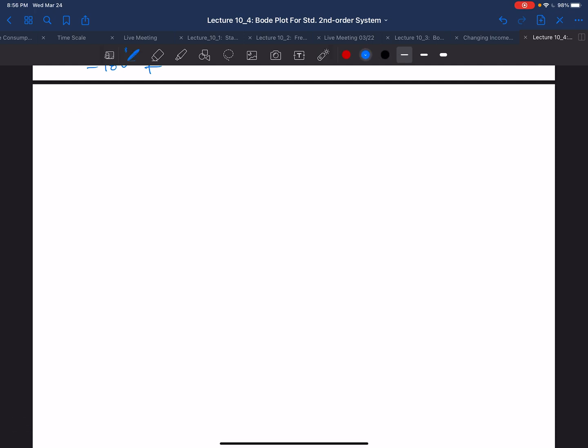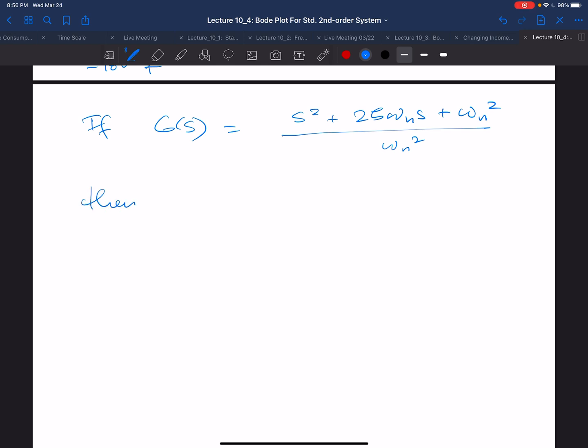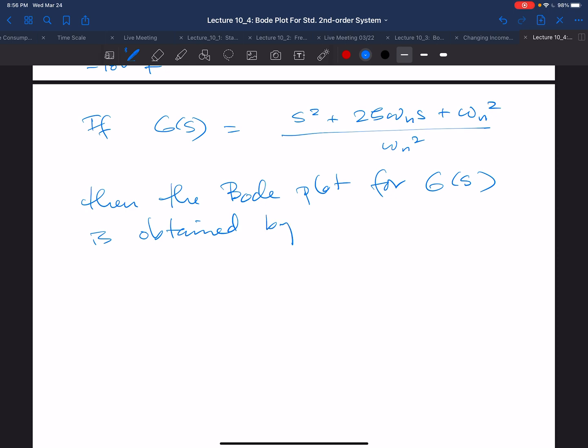I'll just mention once again that if you take the reciprocal of your transfer function, so in this case, if you instead have the reciprocal of the transfer function of our standard second-order system, then the Bode plot for your system is obtained simply by flipping the above curves.